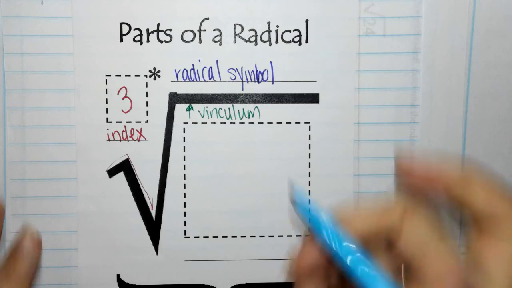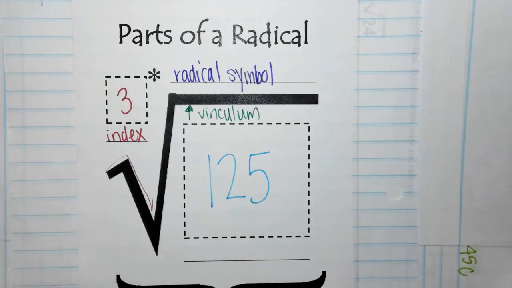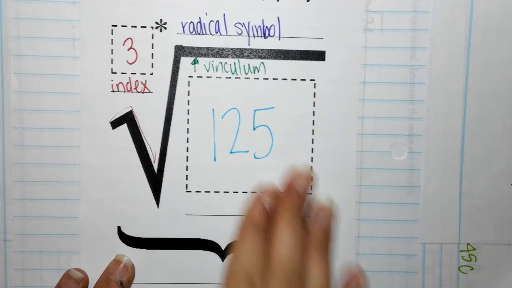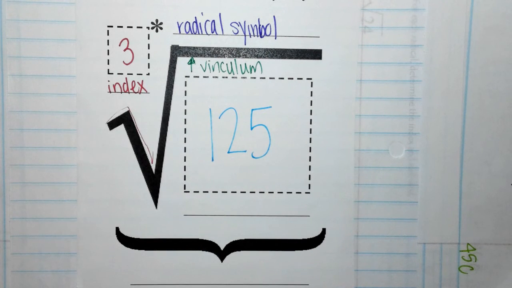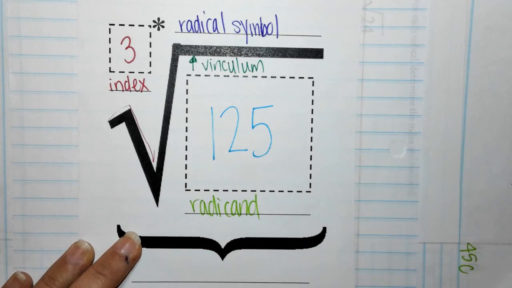All right, now, please put 125 right here. Now, this guy has a special name. The number under the radical has a special name. Does anybody think they might know what it is? Starts with an R. Radicand.